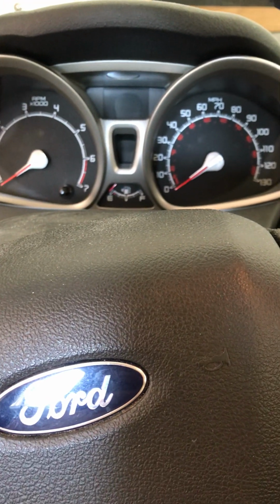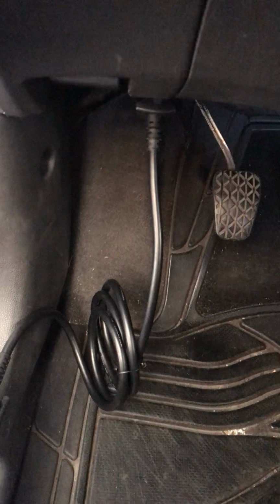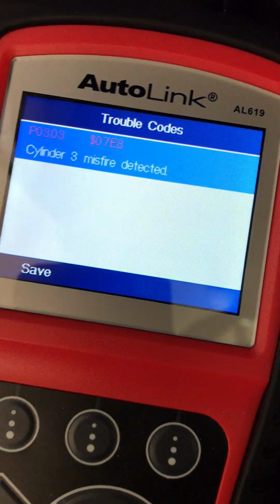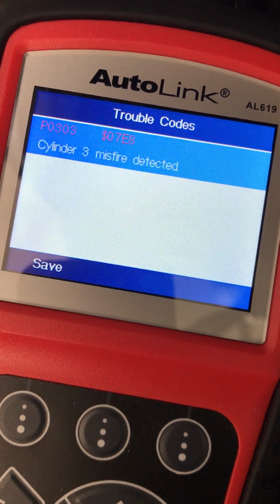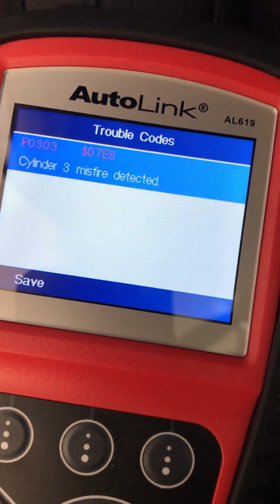So this car was running rough and the engine light came on, so I plugged in my OBD2 scanner and found it has a trouble code called P0303, misfire cylinder number 3.